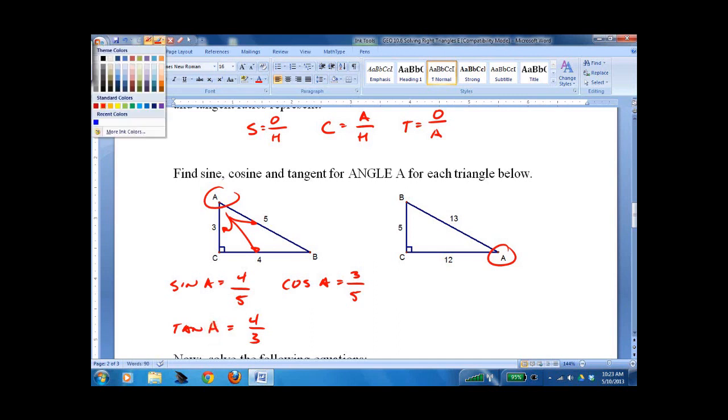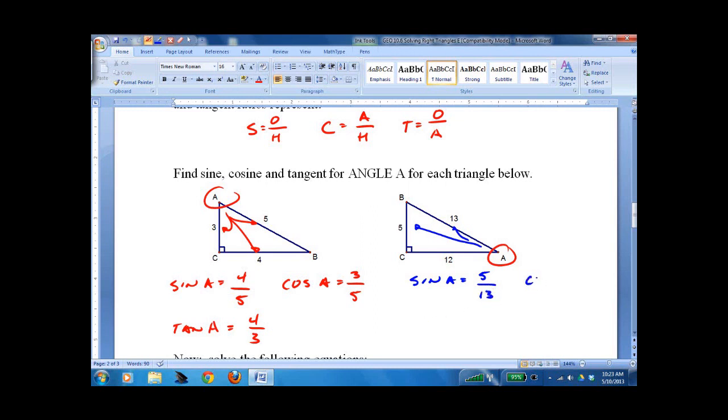Let's do it again. You might want to pause the recording and try it yourself. Sine of A equals opposite over hypotenuse. This is opposite. This is the hypotenuse. Cosine of A equals adjacent over hypotenuse. Tangent of A equals opposite over adjacent. And that's it. Make sure you can do that.